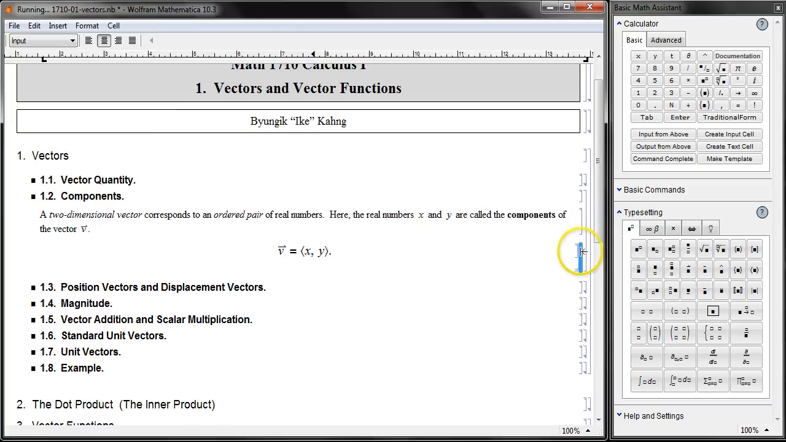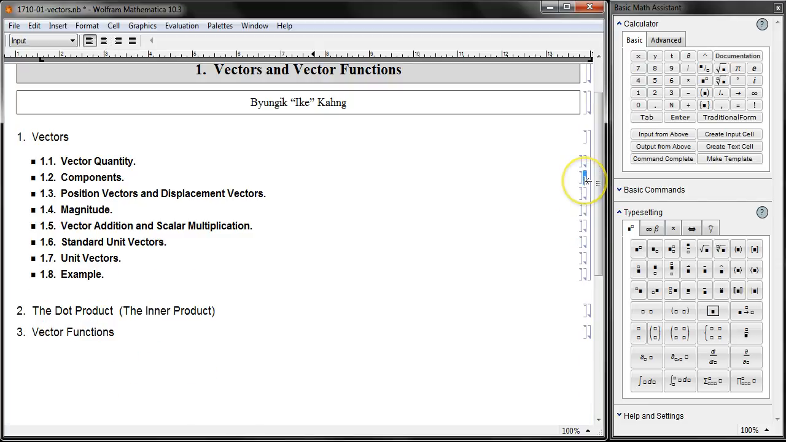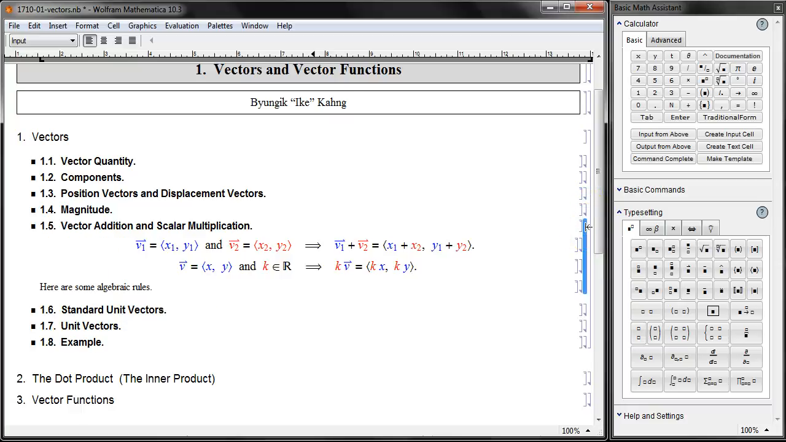We have components x, y, and position vector, displacement vector, magnitude formula. We talked about all those. Now let's talk about vector addition and scalar multiplication. There's a reason I stopped and talked a little bit more about the parallelogram rule and scalar multiplication, because we are going to talk about the very same thing in terms of algebra now. What if we have component form?